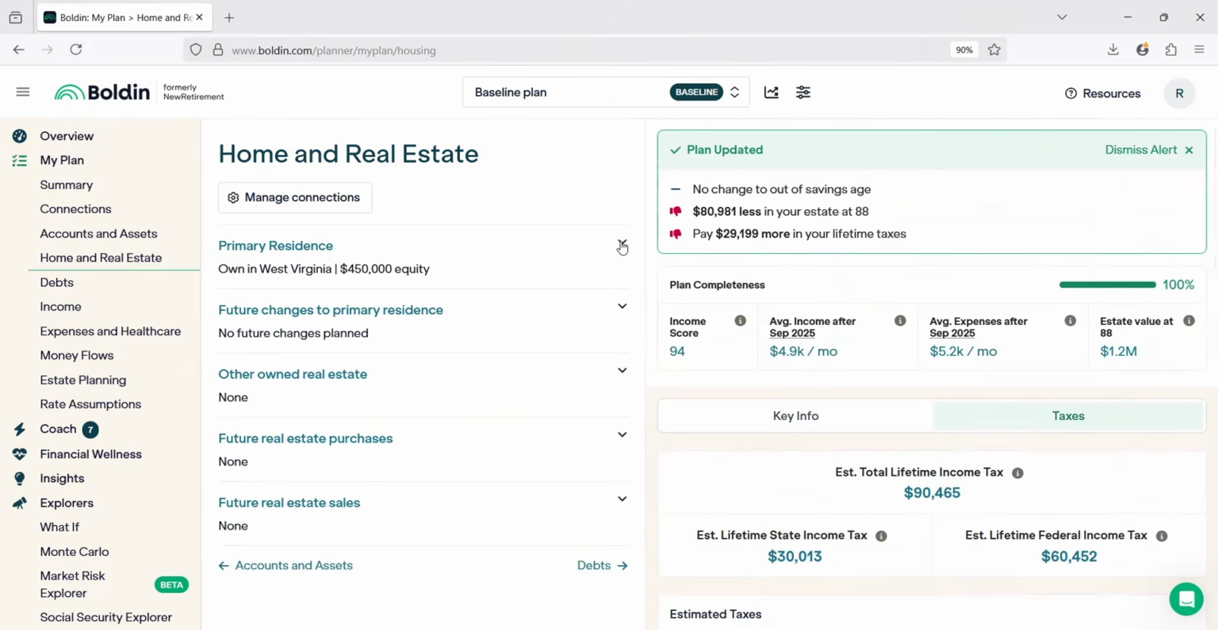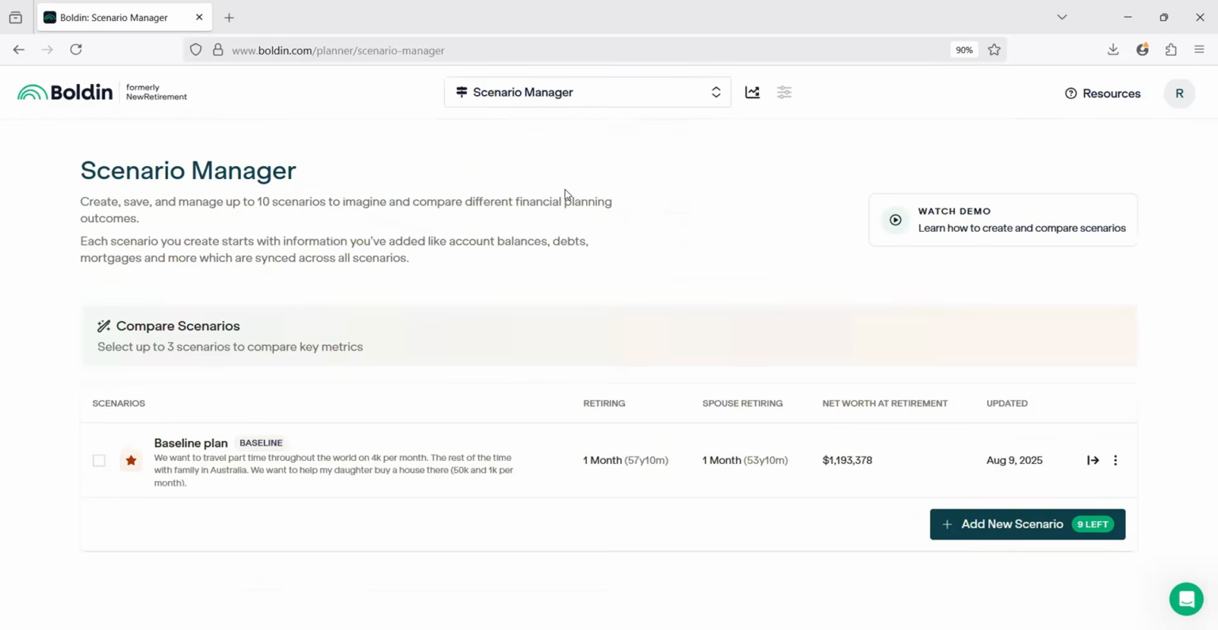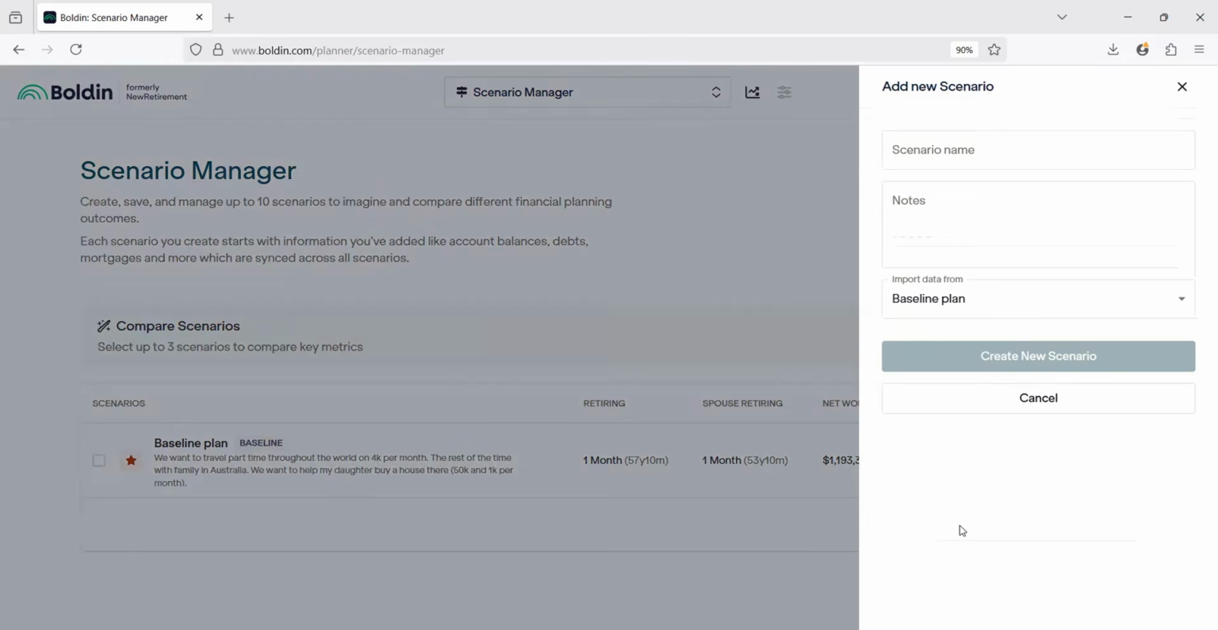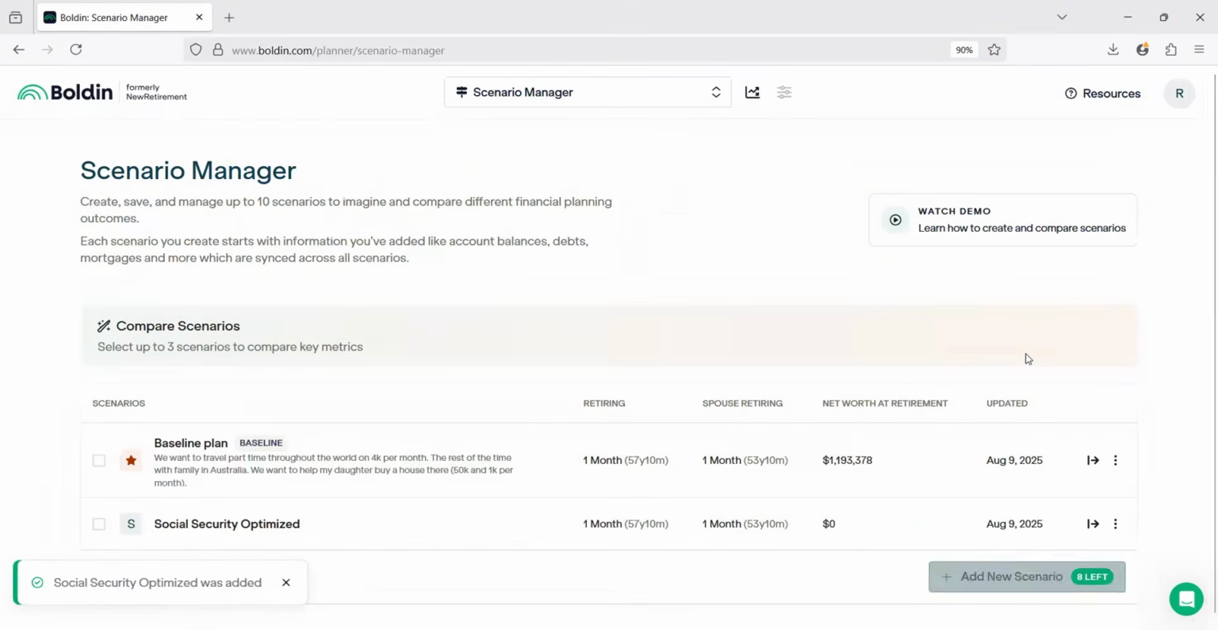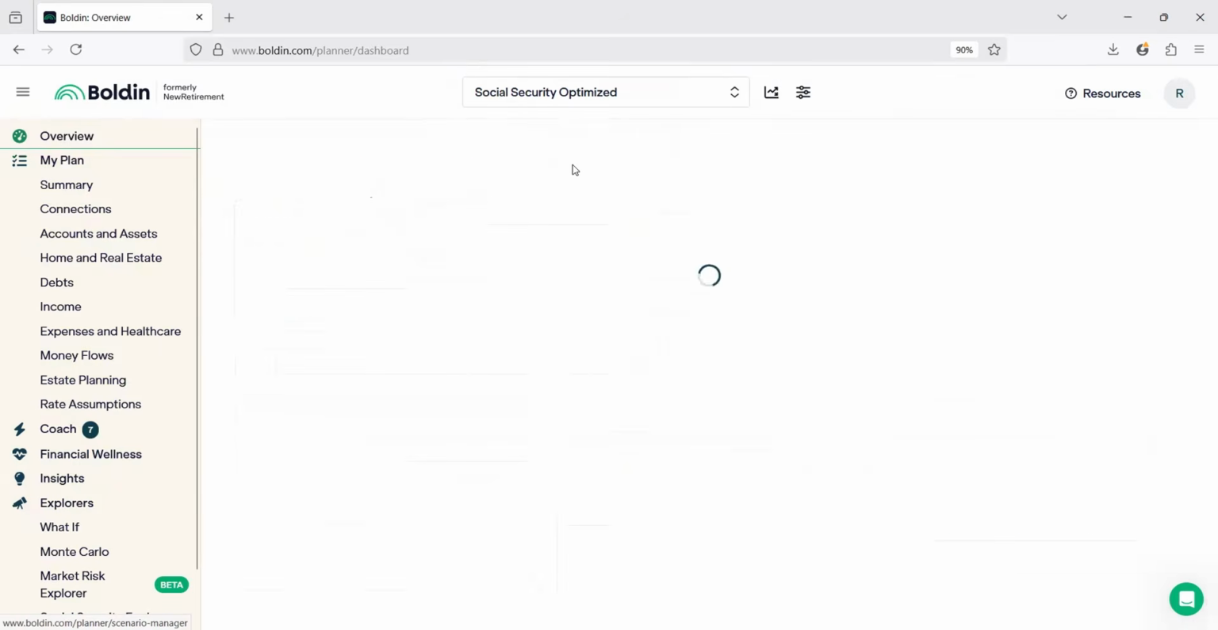Okay. So the next thing we're going to do is we're going to run it through the Social Security Explorer. But first, we're going to go in, we're going to make a copy of this so that we can apply it. Okay, so to make a copy, we only have the baseline plan right now. So we're going to add a new scenario. We're going to name it Social Security Optimized. We're going to import all our data from the baseline and create a new scenario. Okay, so now you go ahead up here and you choose your new scenario.